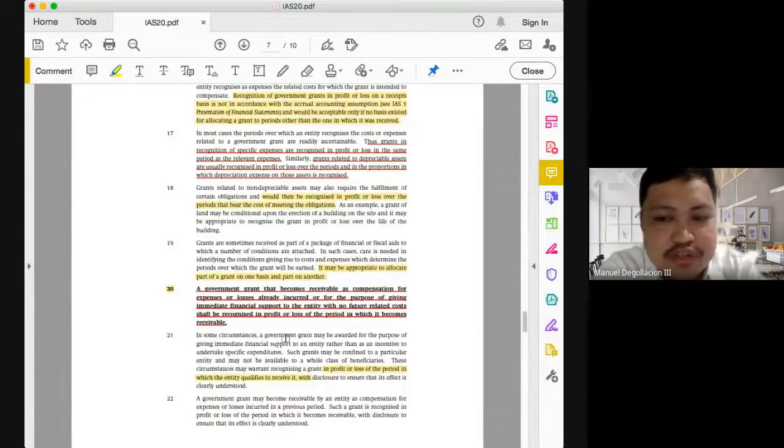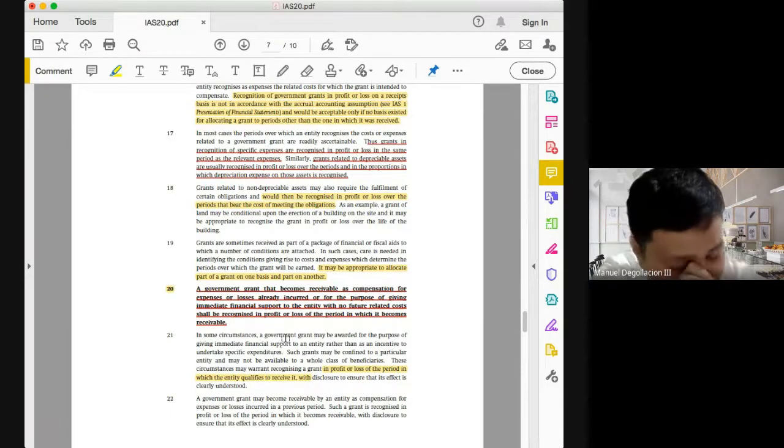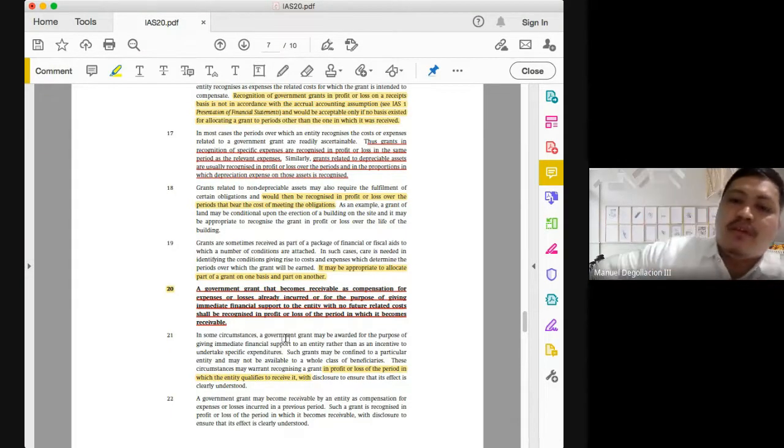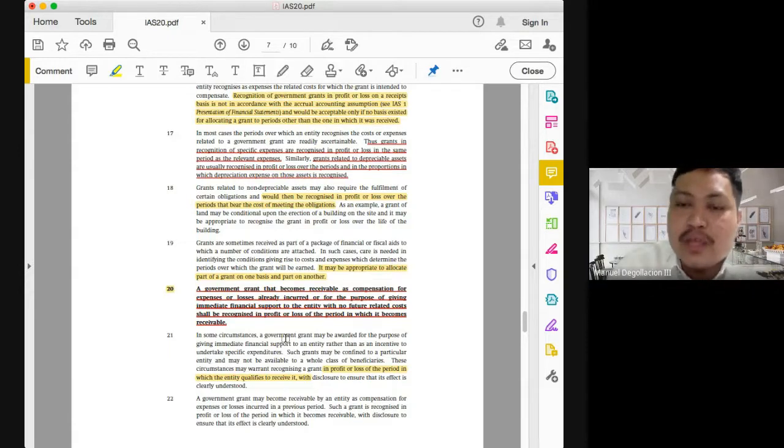Since there are no more additional conditions, then there's no need for us to spread out or allocate the amount of the grant. But the tricky thing here is, when do you recognize the grant? Again, in paragraph 20, there is no more question as to the amount. Is it only a portion or is it the entirety? For paragraph 20, it will be the entirety. The question now is when. Do you recognize the grant when it is received, or when it is receivable? And paragraph 20 is very clear, and we have established this earlier already. Government grants are recognized when they are receivable.